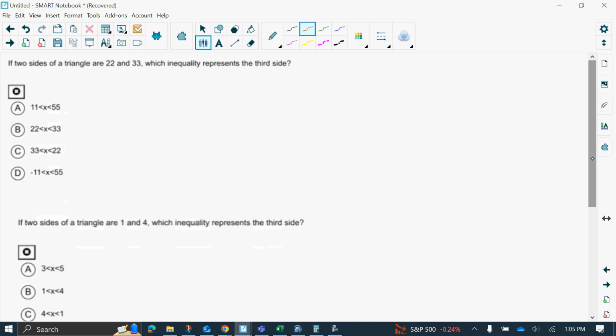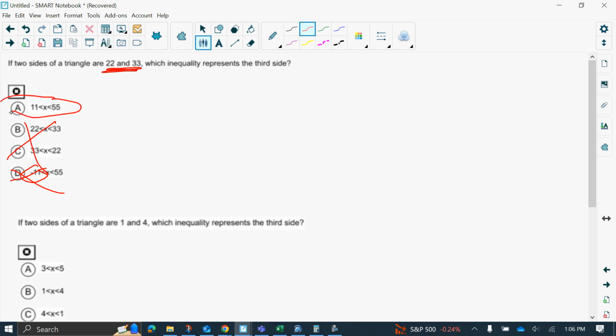Okay. Now, the two sides of a triangle are 22 and 33. Which inequality represents the third side? Now, for this, you can't have negative sides. Well, that's a negative, so goodbye. We're certainly not going to use 22 and 33, so goodbye. So that means it's choice A.